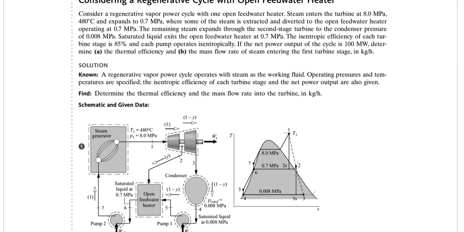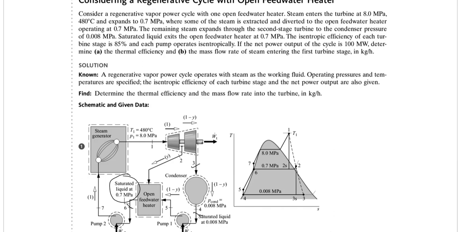The rest of the steam is expanded to the condenser pressure of 0.008 megapascal over here. Saturated liquid exits at the condenser. Saturated liquid exits at the open feed water heater at 0.7 megapascal. So we have saturated vapor and saturated liquid at 0.7 megapascal over here.